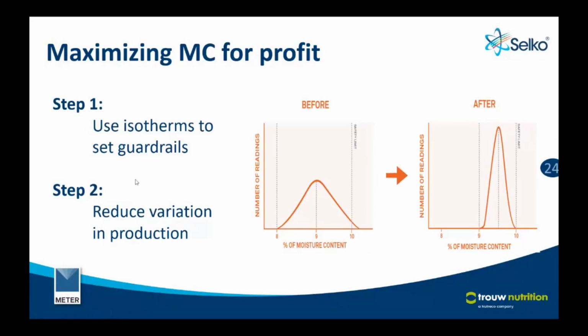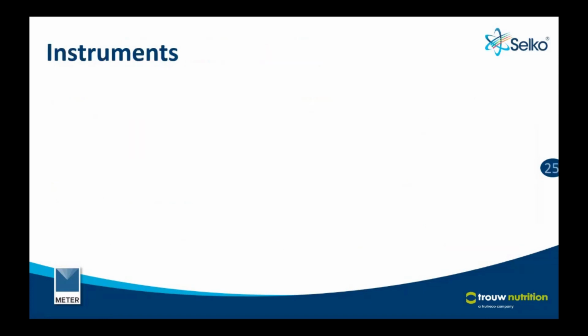The second step is reducing the variation in your production. So it may look like this. You might have an average moisture content of 9%, a wide range in moisture content, and some of your product may be going over the safety limit where you start to have issues with microbial growth. Once you start increasing your number of readings, you can not only reduce the variation, but generally you can increase your average moisture content and prevent your products from going above that safety limit. So it's a two-step process, and quickly I just wanted to point out the instruments that are used to achieve this. Step one requires that you create isotherms for your product.